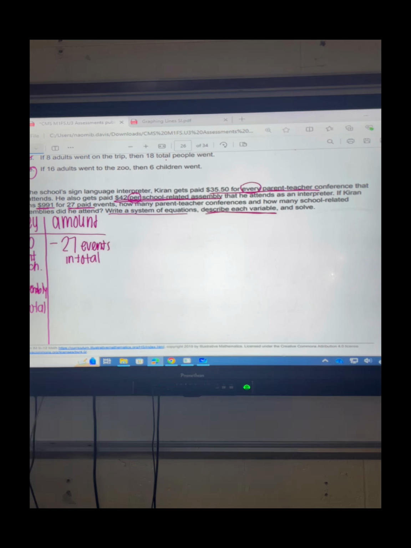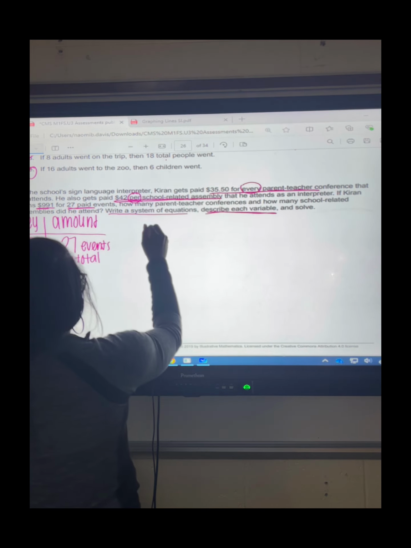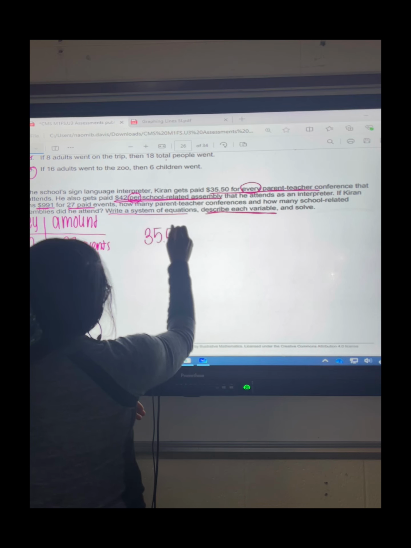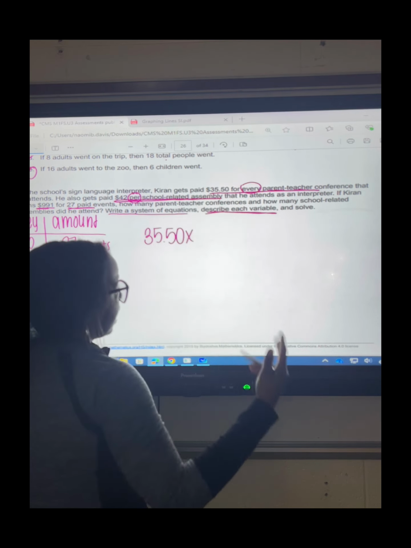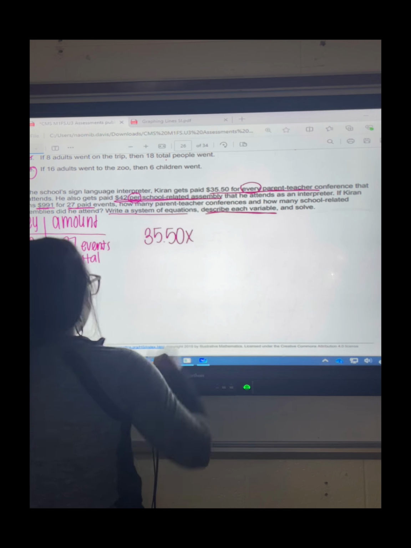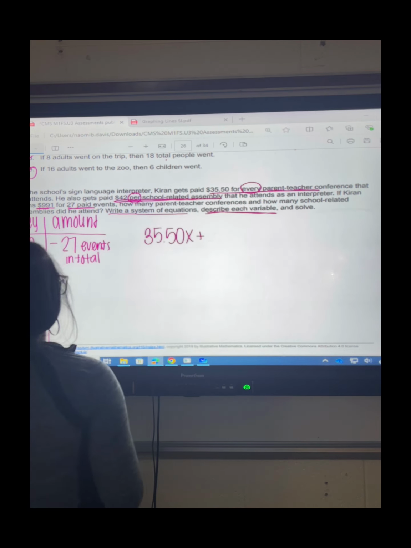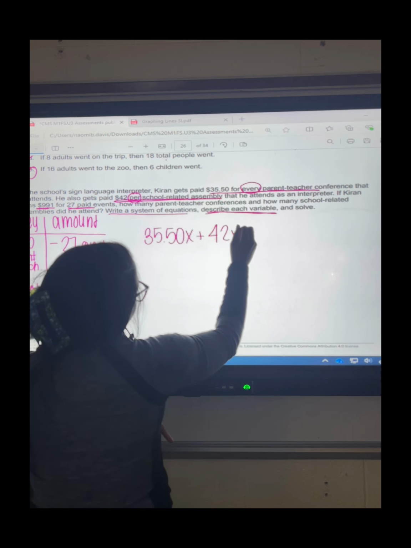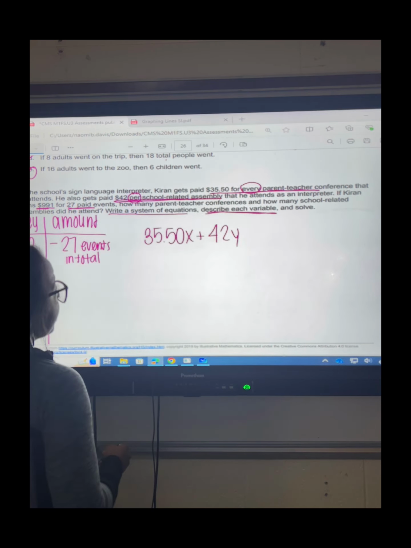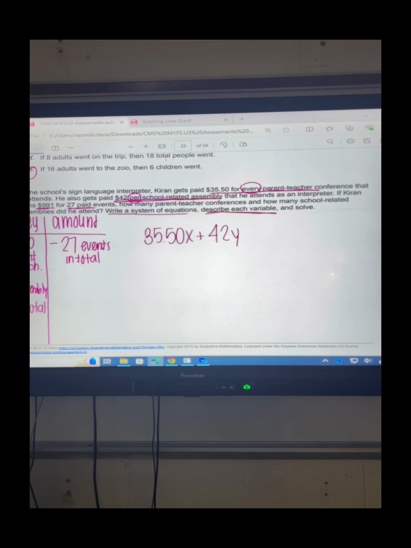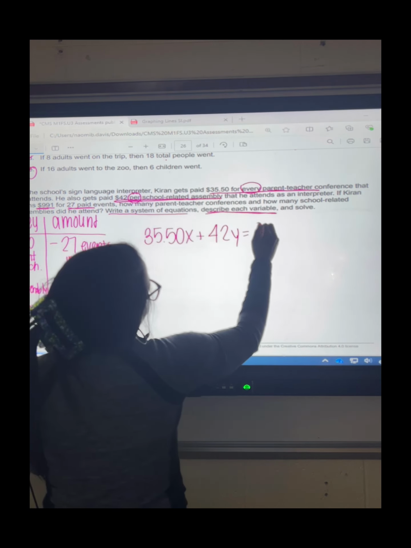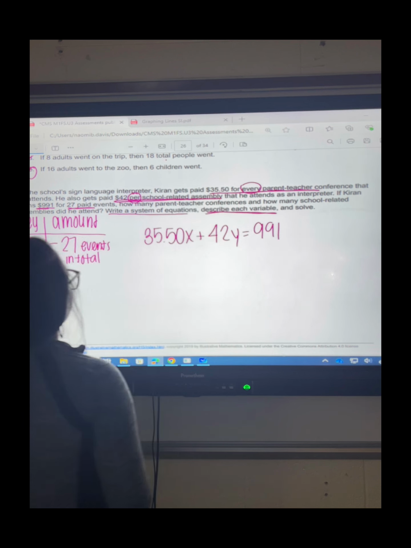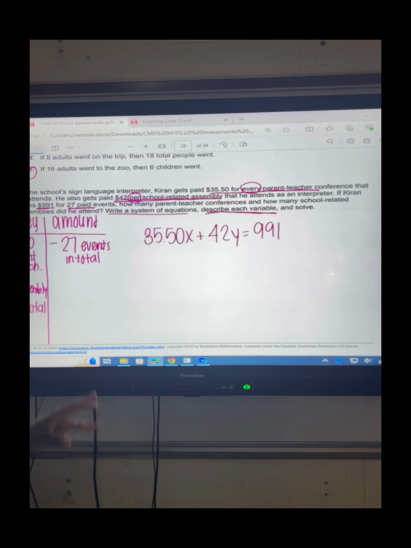If it's $35.50 each parent-teacher conference, each tells me to multiply. So I'm going to have $35.50 X. Let's say X is my parent-teacher conference. And then I'm going to add that together, and it's $42 each assembly, 42Y. And my $991 total. Okay, that's it. That's my money equation.